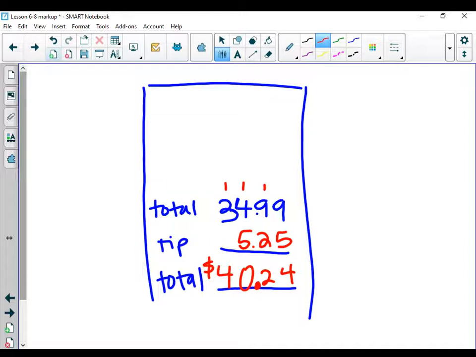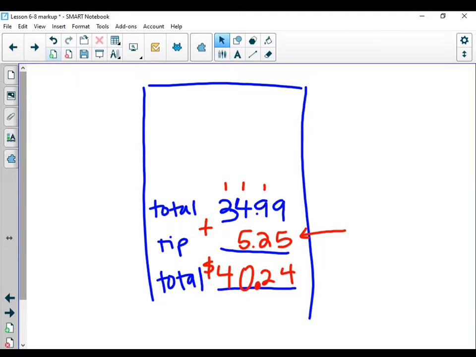Now, the tip is what they call fluid. Some people might round down to 5. Some people might round up to 6. Some people might say, whoa, they were an awesome server. I'm going to give them 10. So this part changes depending on the person and the restaurant and how the service was and how long the wait was and if the food was cold or if the food was awesome. But at the end, you still have to add it together.